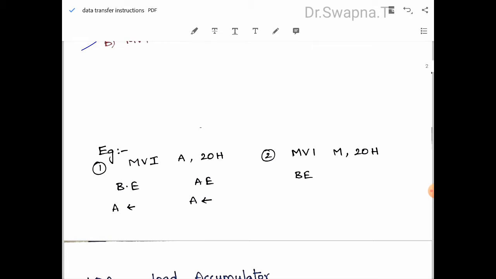Move immediate A comma 20H. This is before execution and after execution. Before execution, there might be any value in A, but after execution, what does this instruction do? 20H is the immediate data available in the instruction, so 20H will be copied into the accumulator register. After execution, A will have 20H.